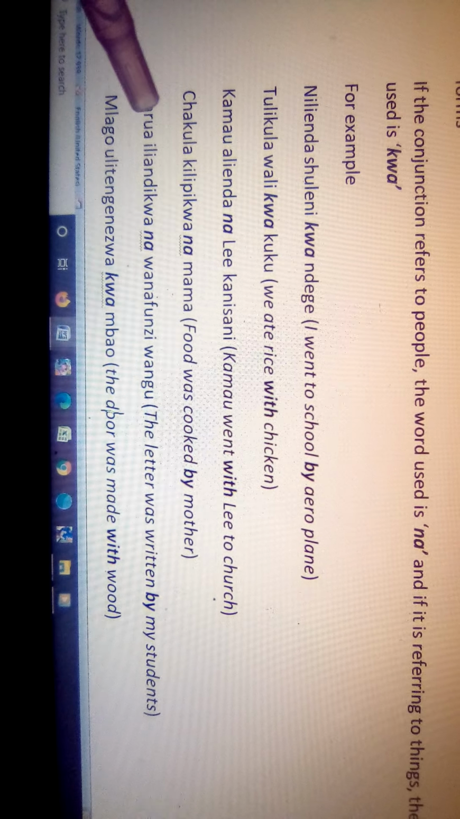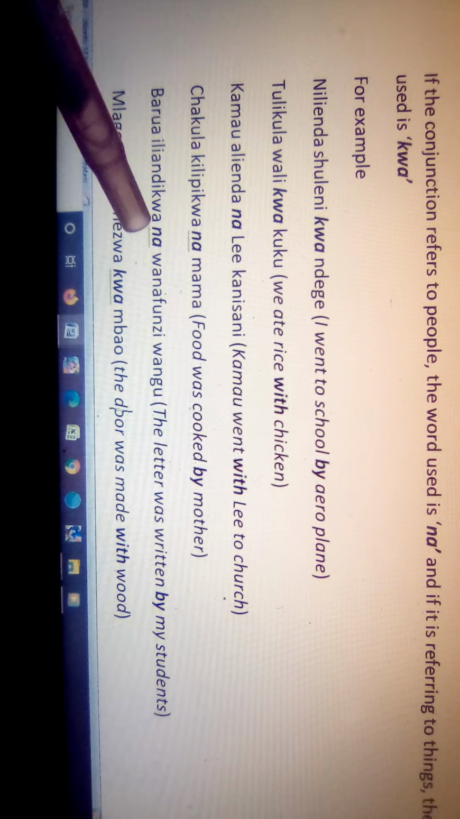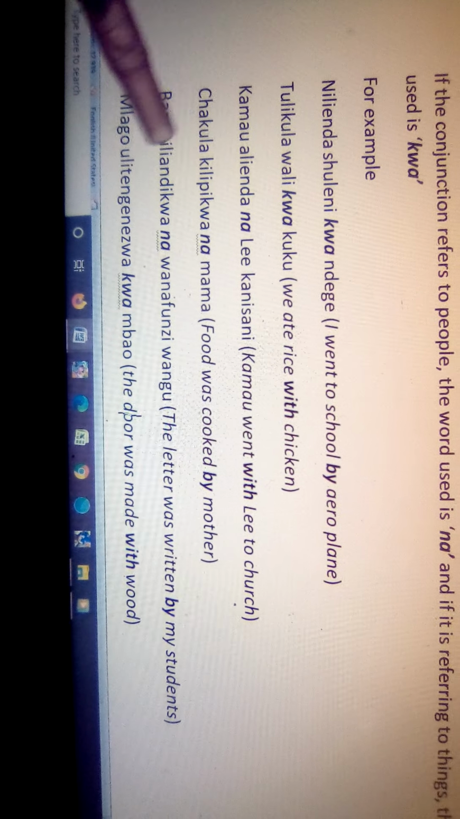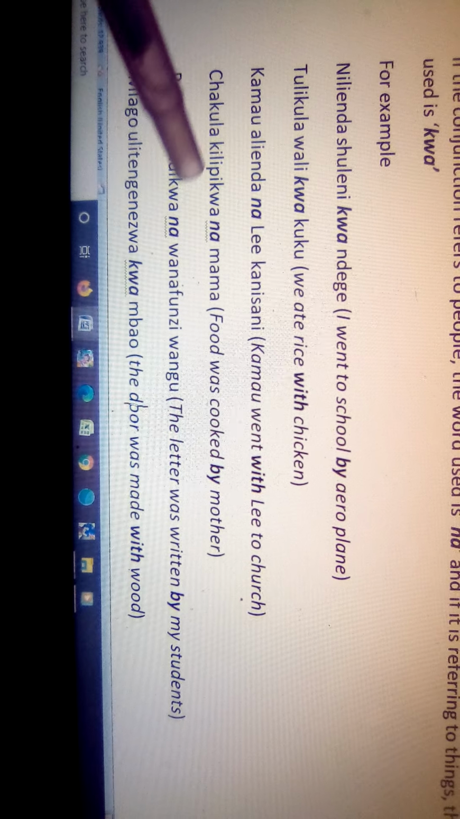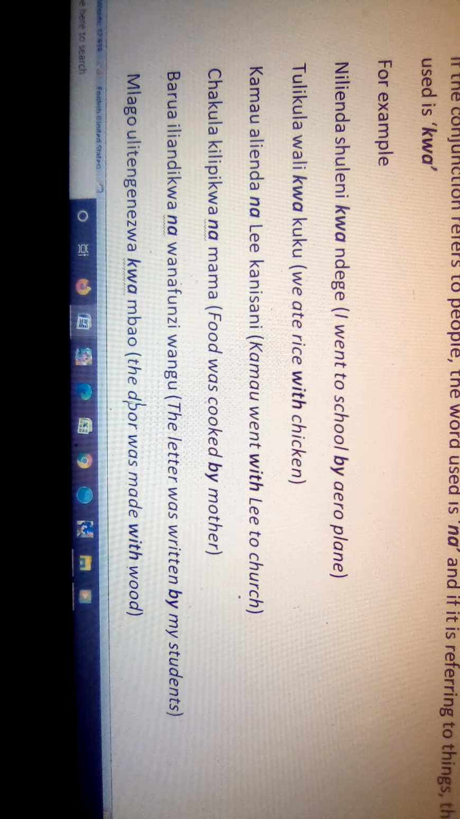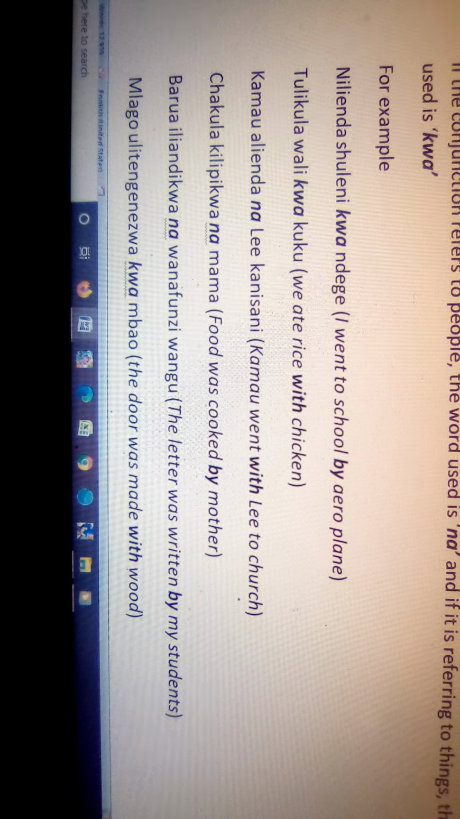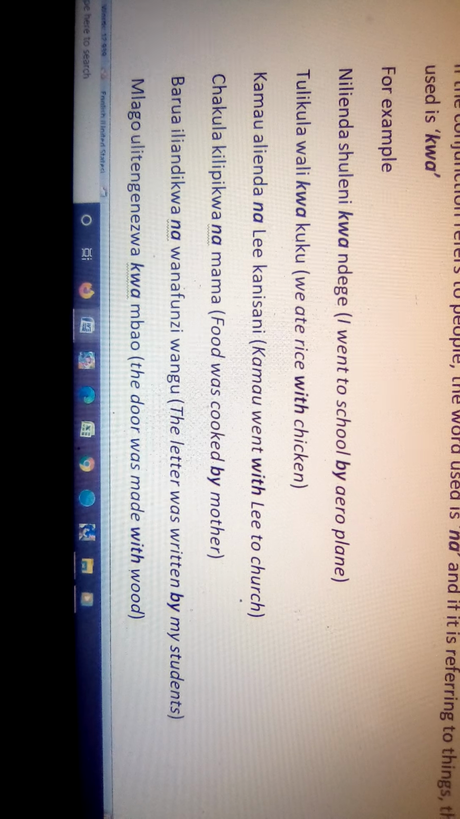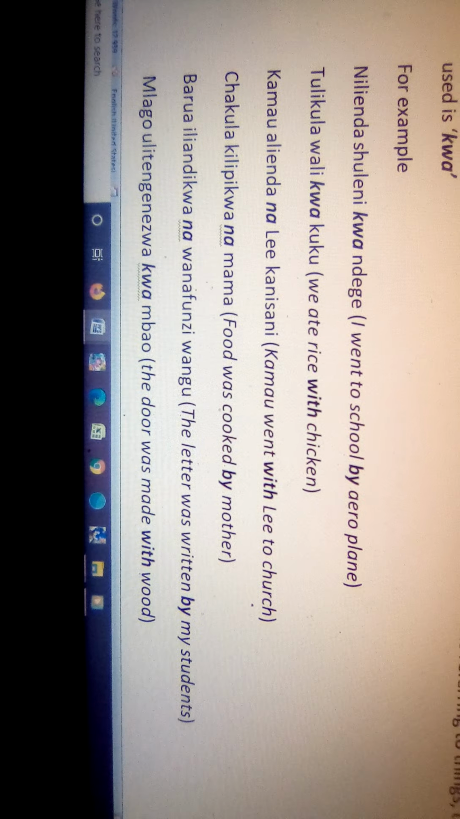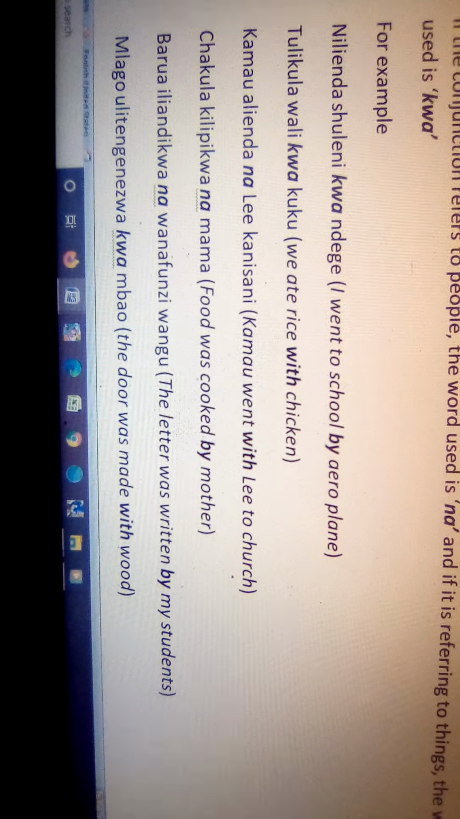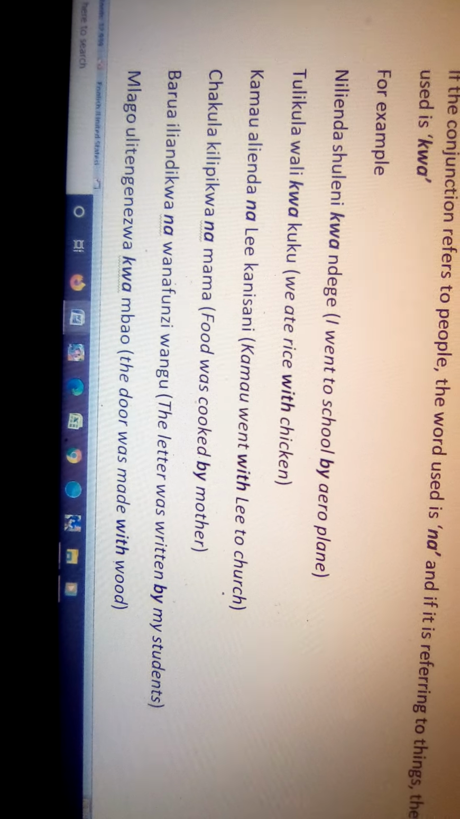And then we have chakula kilipikwa na mama. Food was cooked by mother. Chakula kilipikwa na mama. The food was cooked by mother. Then barua iliandikwa na wanafunzi wangu. The letter was written by my students. Then we have mlango ulitengenezwa kwa mbao. The door was made with wood.